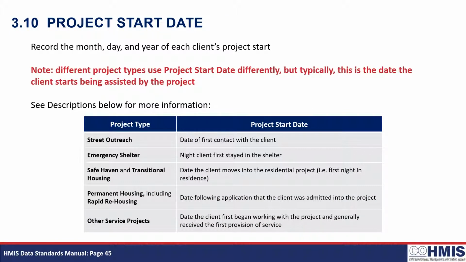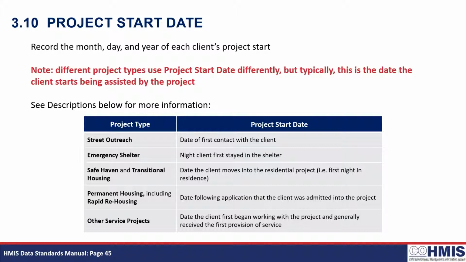Getting back to the rest of the universal data elements, we have project start date, which is required to indicate that the client was or is being served by your project. Without a project start date, a client cannot be included in any report defined by HUD or other federal partners. So typically this is just the month, day, and year that the client starts participating with your project or receiving services. It's important to note that different project types use project start date a little bit differently, but again, typically this is just the date the client starts being assisted by the project.